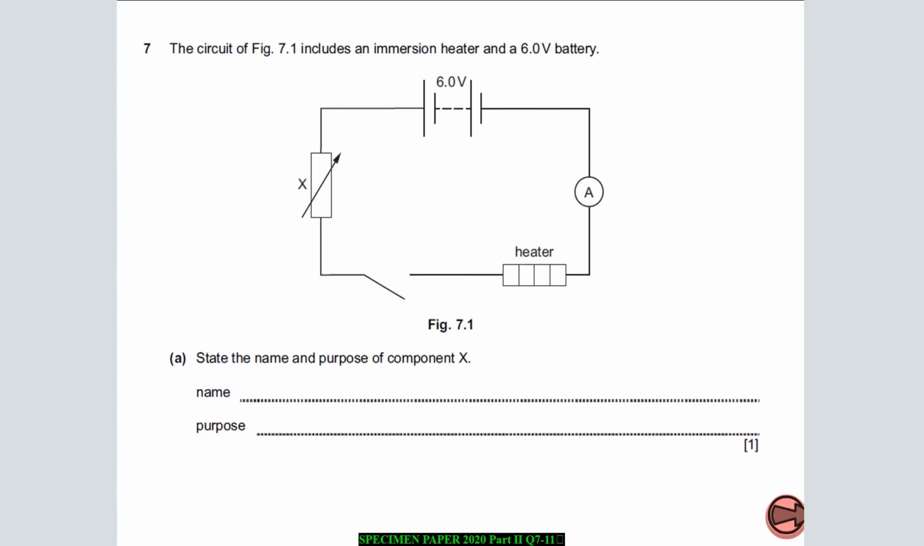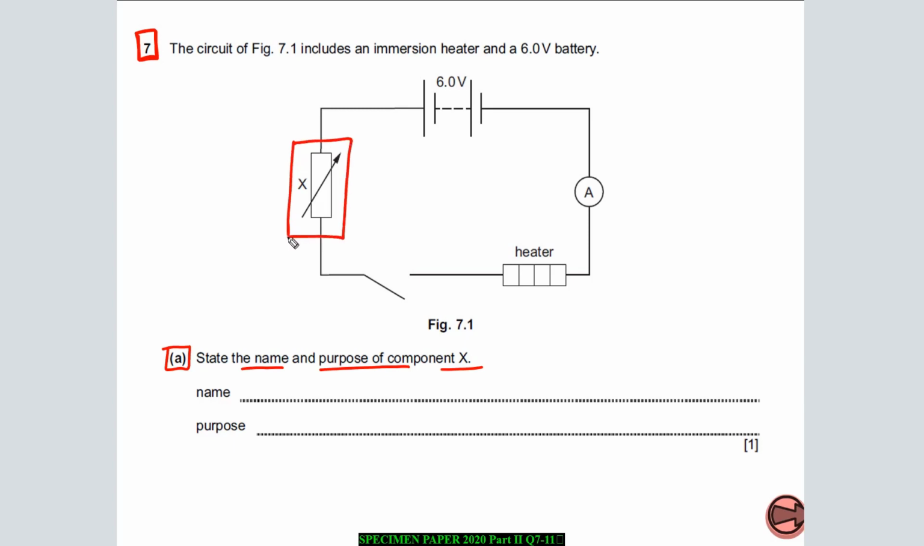Here is our first question, question number 7. Let's try to answer this question now. As you can see here, first of all, part A is simply asking us to state the name and purpose of component X. So here is component X.